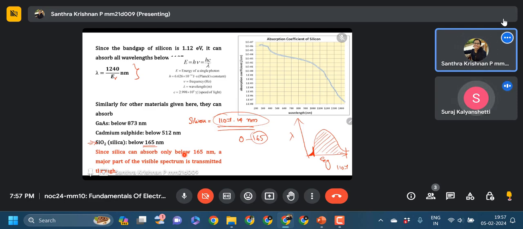So silica here they mean is glass, right? Silicon dioxide is glass only? Yeah, silica is powdered glass. Silica is sand also, right? But the structure, how the atoms are arranged, is different. But usually when we say SiO2 silica, it is glass. Okay, got it.